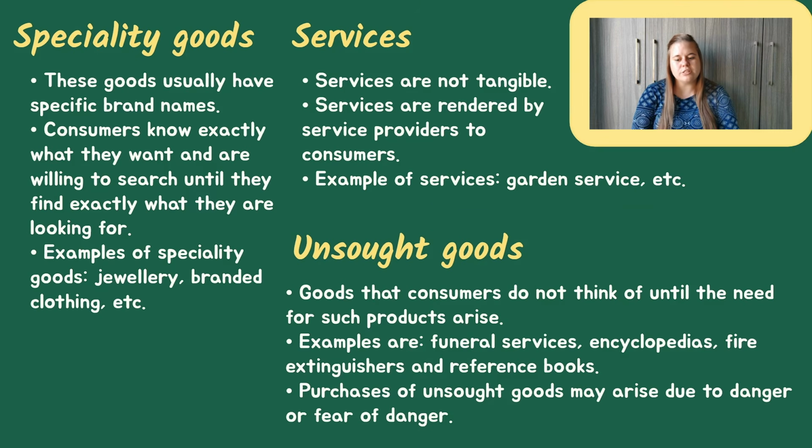Then specialty goods. These goods usually have a specific brand name. Consumers know exactly what they want and they are willing to search until they find exactly what they are looking for. Examples of specialty goods include jewelry and branded clothing. Services. Services are not tangible. Services are rendered by service providers to consumers. Examples include garden service, getting your hair cut, going for a massage, anything like that includes a service. Unsought goods. Goods that consumers do not think of until the need of such a product arises. Examples are funeral services, encyclopedias, fire extinguishers, and reference books.